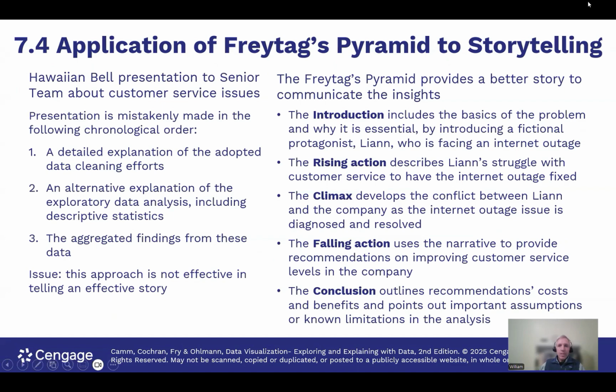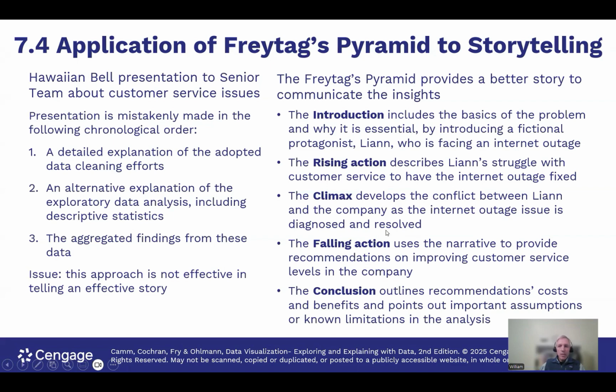So here's a way to use Freytag's pyramid to tell it. In the introduction, you introduce the basics of the problem and why it's essential, and you do that by introducing a fictional protagonist. We'll call her Leanne, and she's facing an internet outage. The rising action describes Leanne's struggle with customer service to have the internet outage fixed. The climax develops the conflict between Leanne and the company as the internet outage issue is diagnosed and resolved. The falling action is providing recommendations on improving customer service levels in the company.